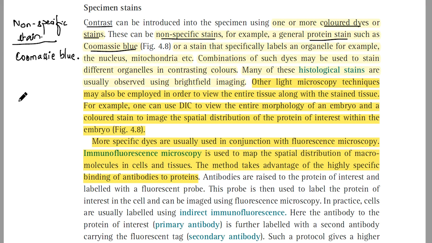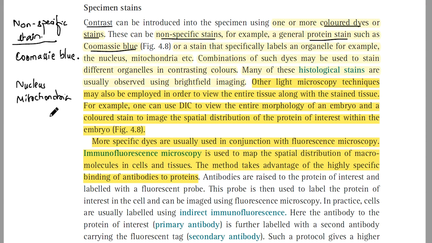Or a stain which can label an organelle. For example, stains which can label an organelle, say the nucleus or mitochondria, can give different colors to different organelles. Now you will be wondering how the stain will know which organelle has to get which color. Okay, we will discuss that also.